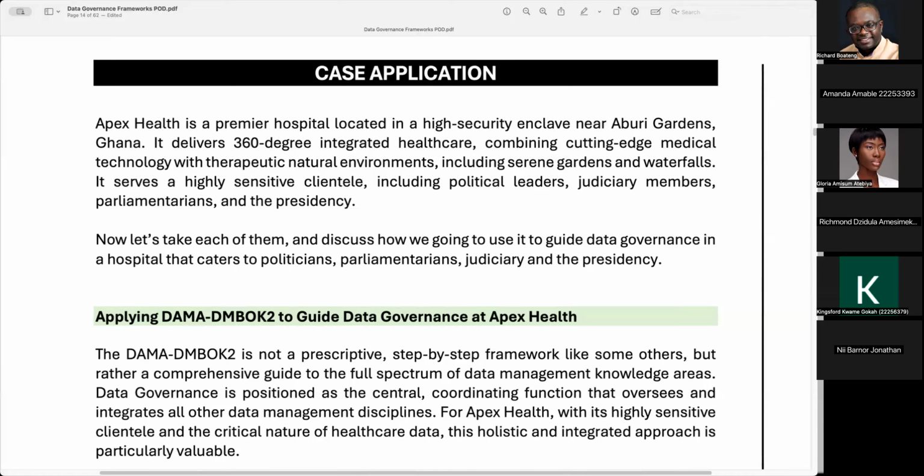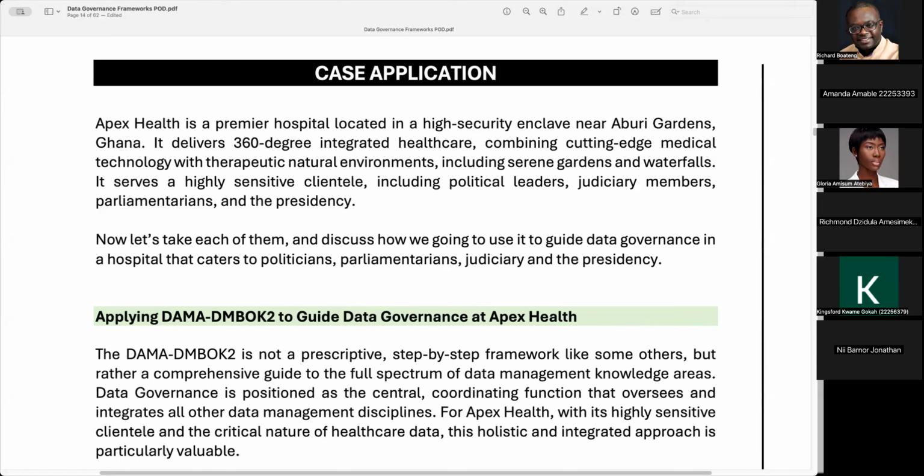Wow. Okay, so the data they handle isn't just standard protected health information, PHI, which is sensitive enough. It potentially carries implications for national security, political stability, and the highest levels of public trust. And on top of that, they operate under the specific legal requirements of Ghana's Data Protection Act, 2012, Act 843. So for Apex Health, things like security, confidentiality, data integrity, and compliance aren't just important goals. They are absolute non-negotiable requirements. There's zero room for error.